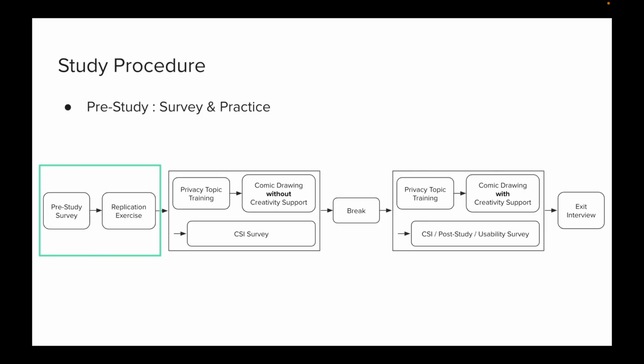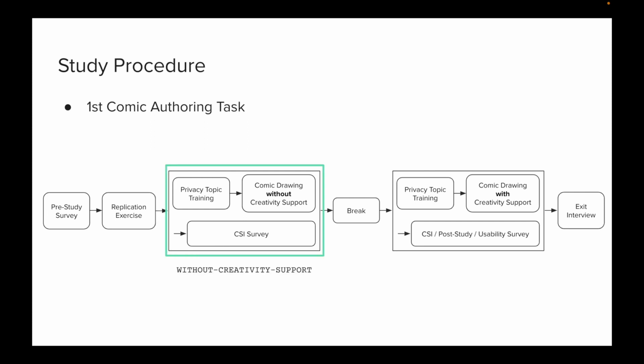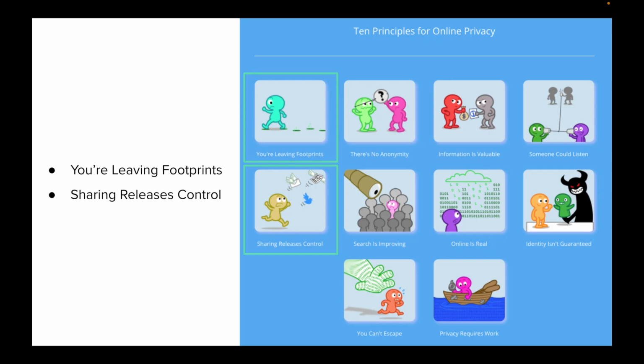Specifically, after completing a pre-study survey, participants first engaged in a replication exercise to familiarize themselves with the tool, and then engaged in the first comic authoring task where they read an article about a topic on either "You're Leaving Footprints" or "Sharing Releases Control" from the Teaching Privacy curriculum. Which article they read was randomized in order to minimize the order effect.